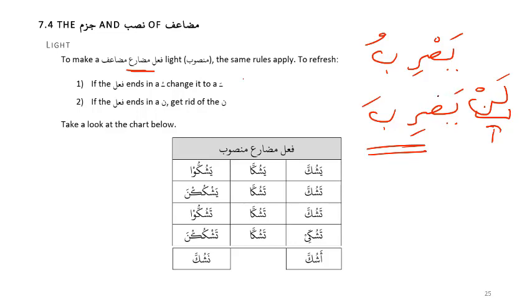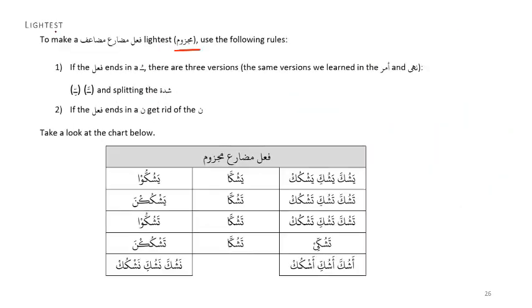So lan yadriba would be 'he will most certainly not hit.' So with lan, this becomes mansub. Or if we have lam, then what did it become? Jazam. Lam yadrib. Okay. So in this textbook, this form is referred to as light. Mansub is light, and majzoom is the lightest. Okay, but they've also given the form that we've studied.